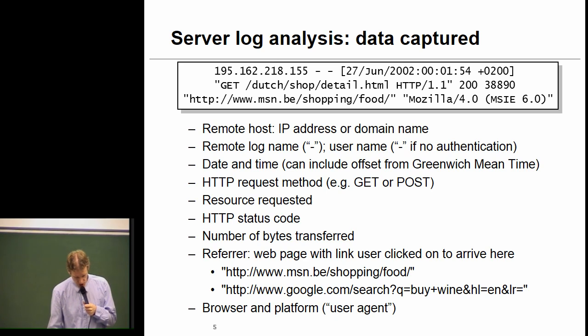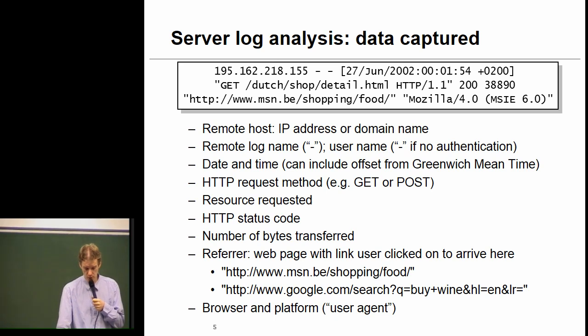The next entry in the server log is the remote log name and username. Those will typically be blank. And then the time of the request, so the date and time, which is very useful for Amazon to know because that way they can see when users are typically visiting the website. When do we have most of the users visiting our website? If we have launched a marketing campaign, for example, we can find out whether the day after we have lots of users visiting our website, yes or no. That could already be an indication of the success of the marketing campaign.